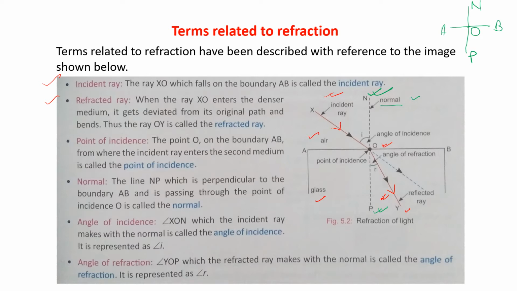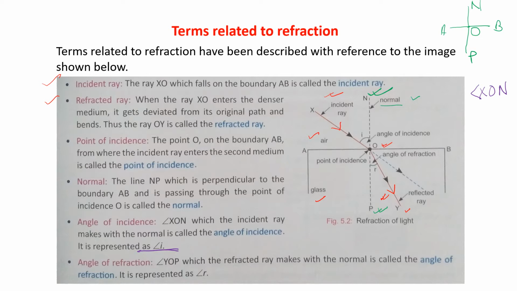So here, XON. Just see here, XON is the angle between the incident ray and the normal. This angle is known as angle of incidence and it is denoted by I.